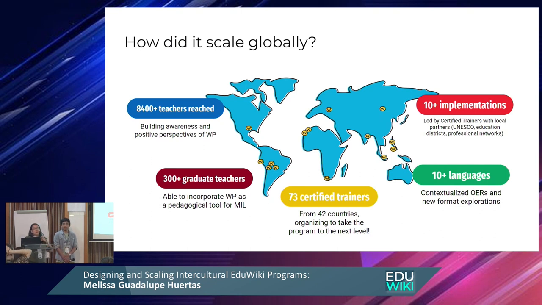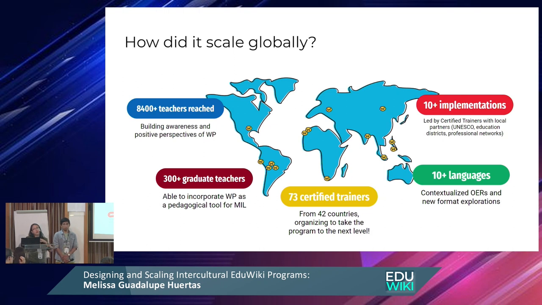But after the pilot, the question was, well, how do we grow this experience? You know, we learned that teachers, after going through this program, responded more positively about Wikipedia. They responded more positively about the skills that they felt that they had for evaluating information, for using and participating in Wikipedia. And so the way that we did this scaling was through a training of trainers program.